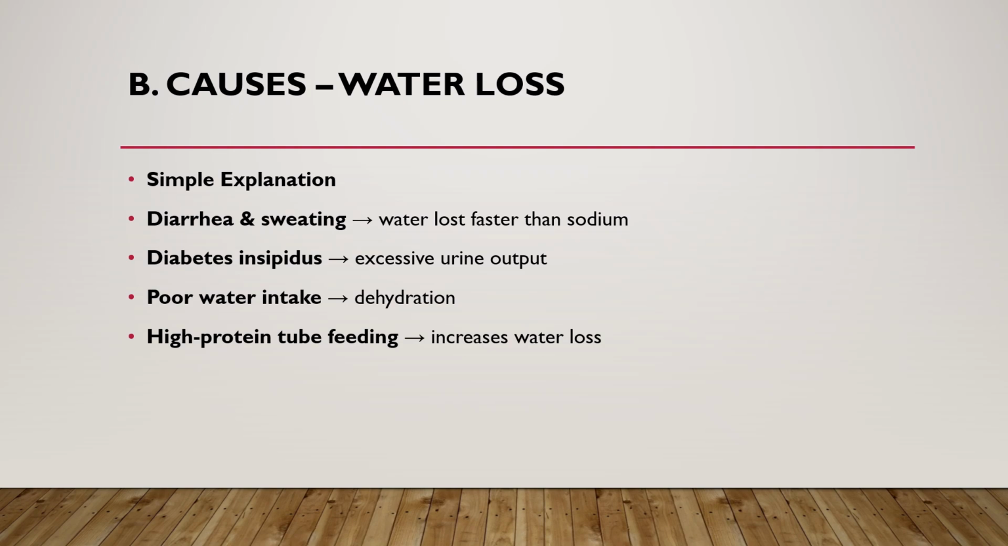Then we have poor water intake, which will lead to dehydration whilst leading to increased osmolarity of the blood. Then we have high protein tube feeding, which increases water loss because the end product, which is urea, needs to be excreted by the kidney, which needs more water. So that will lead to more water loss relative to sodium that is left behind in blood, increasing blood osmolarity.